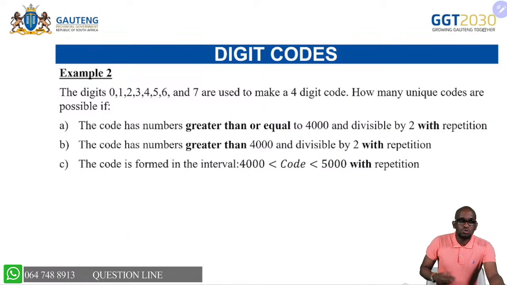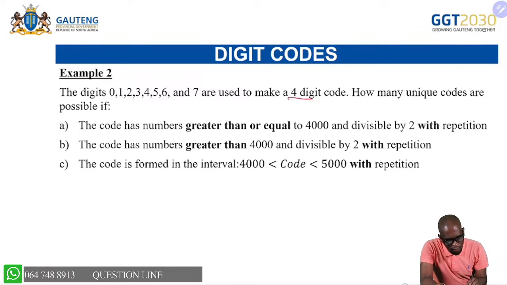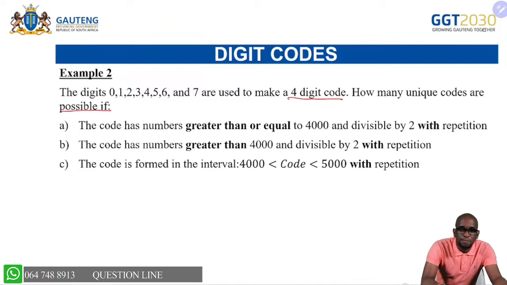Now we move on to problems that are a bit challenging. Not that much, just a bit. So we are increasing the degree of difficulty, or the cognitive demand, of these code problems. Now let's see how we can work with questions on digit codes that are pitched at higher cognitive levels. Right, the digits 0, 1, 2, 3, 4, 5, 6, and 7 are used to make a 4-digit code. How many unique codes are possible if?